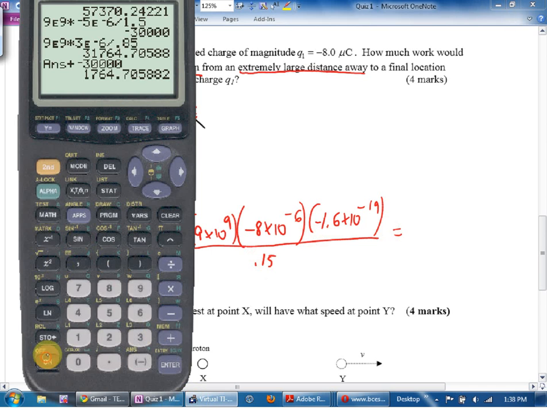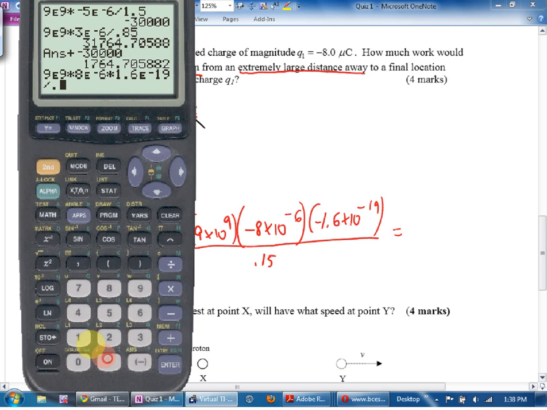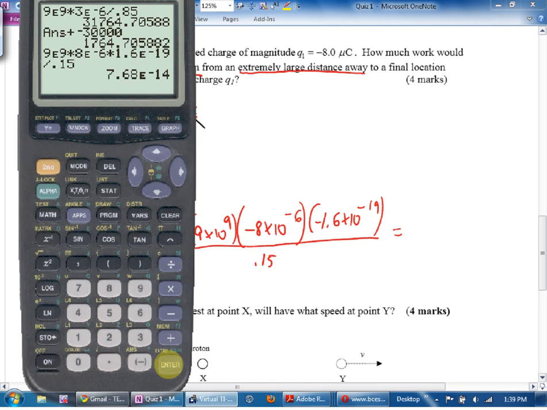9 times 10 to the 9th times... What's a negative times a negative? I'm not going to bother typing them, I'll just clue it's positive. You get 7.68 times 10 to the negative 14 joules of work.